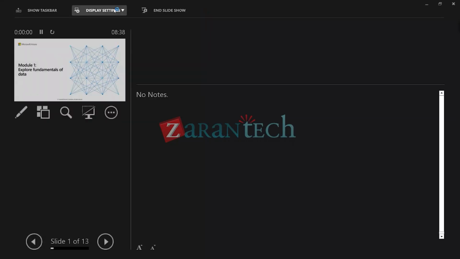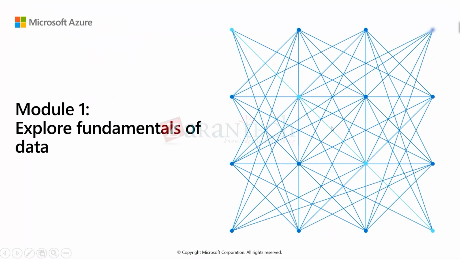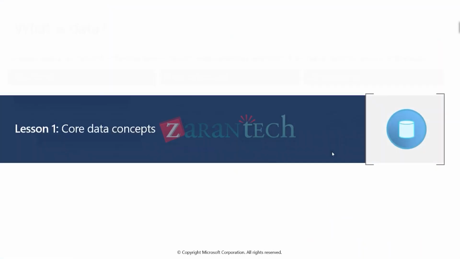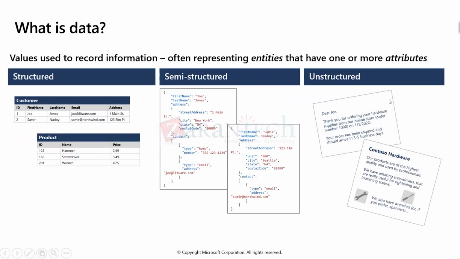And in this module, I will talk about fundamentals of data. Let us discuss some core data concepts. See, data is actually a collection of facts, like numbers, descriptions, observations, which is used to record information. So the data structures in which this data is organized often represent entities that are important to an organization, for example, a customer, product, sales orders, and so on.